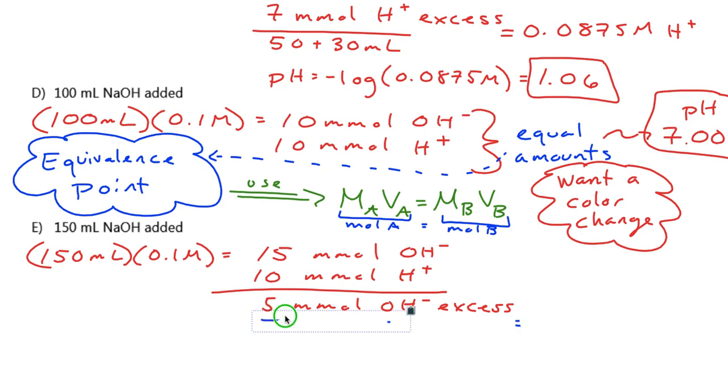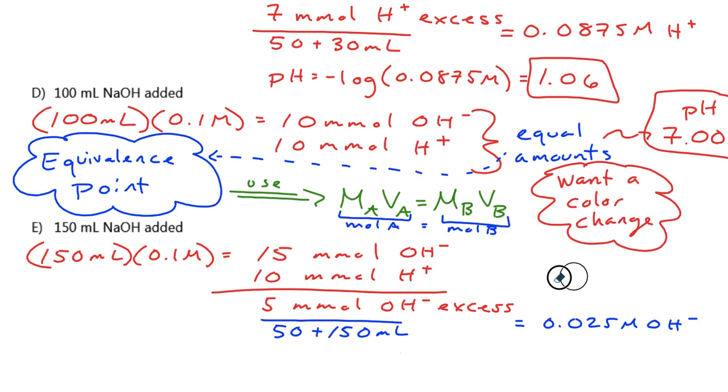So now, what does that mean? Well, first, I still need to put it over the total volume. So I'm going to have 0.025 moles of OH. So what would you think you do to find the pH? Well, it's what we've been working on before.